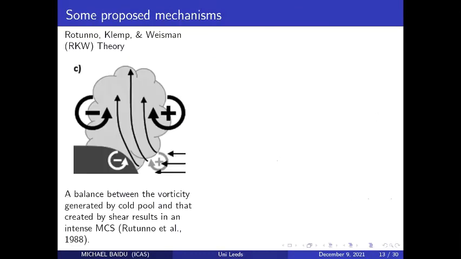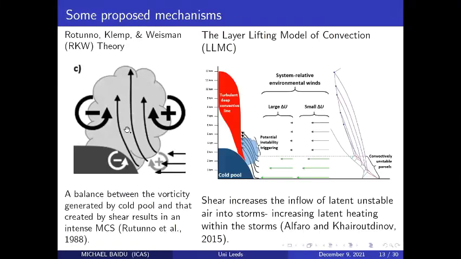And so I just want to mention a few proposed theories. The first one is the RKW theory. It explained the effect of shear mainly based on dynamics. So it said that a balance between the vorticity generated from the cold pool of the storms and that generated from shear is what results in the optimum situation that results in intense storms.